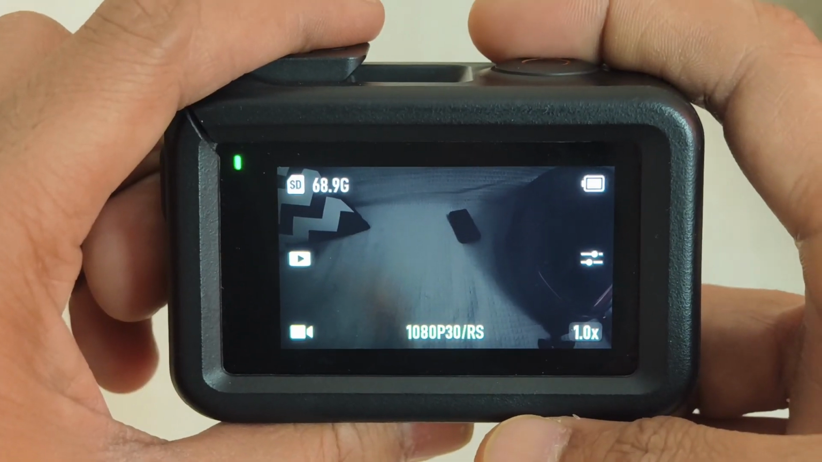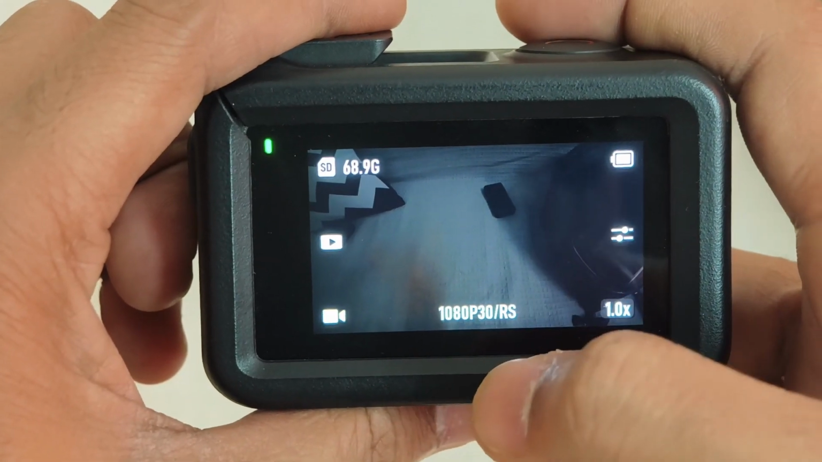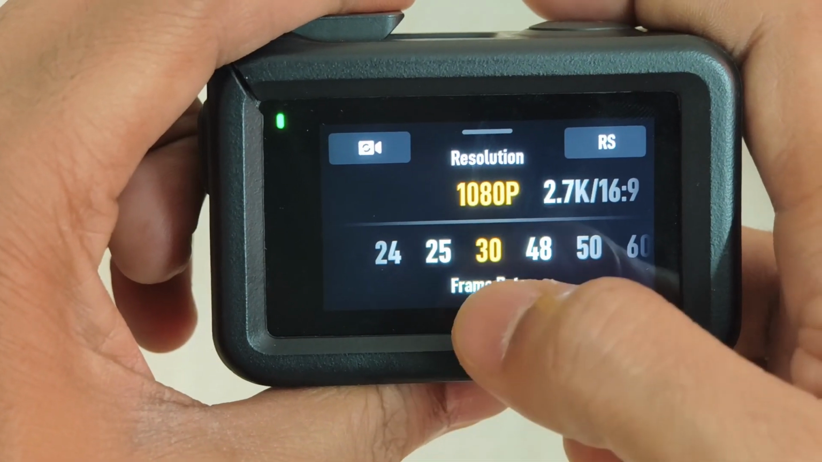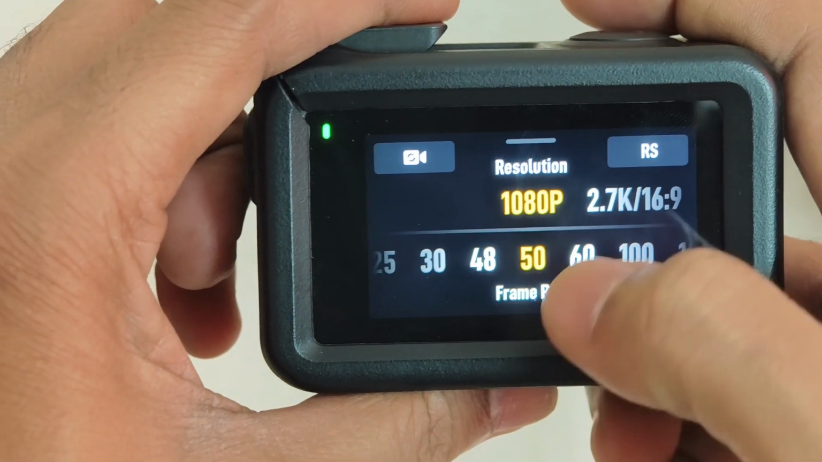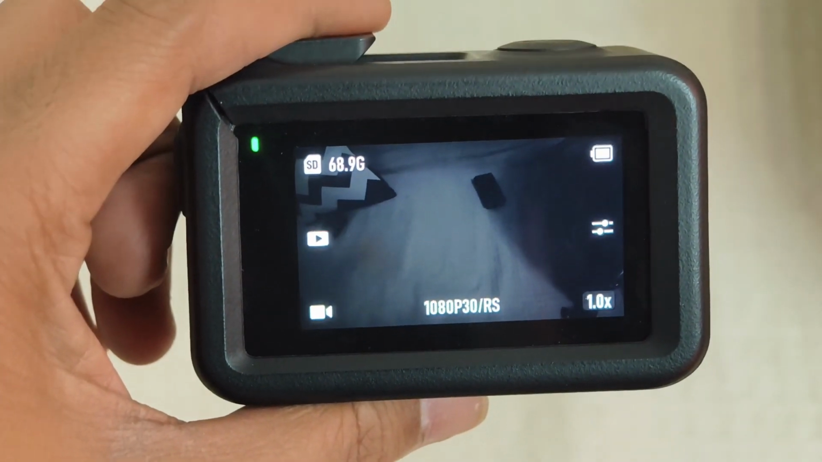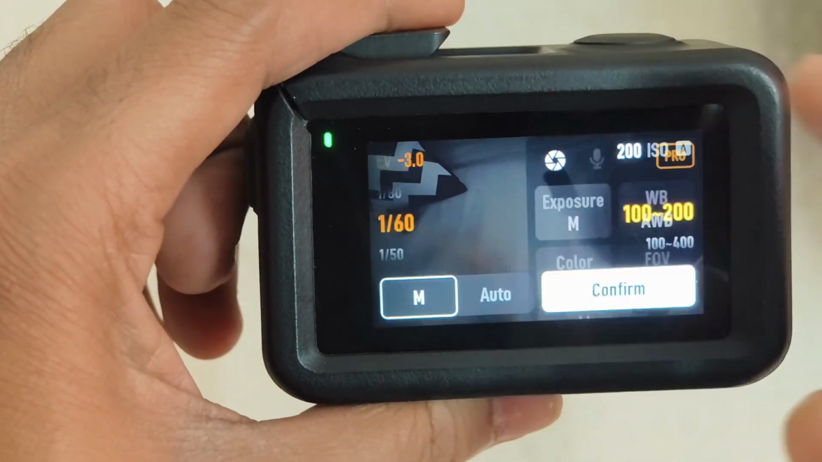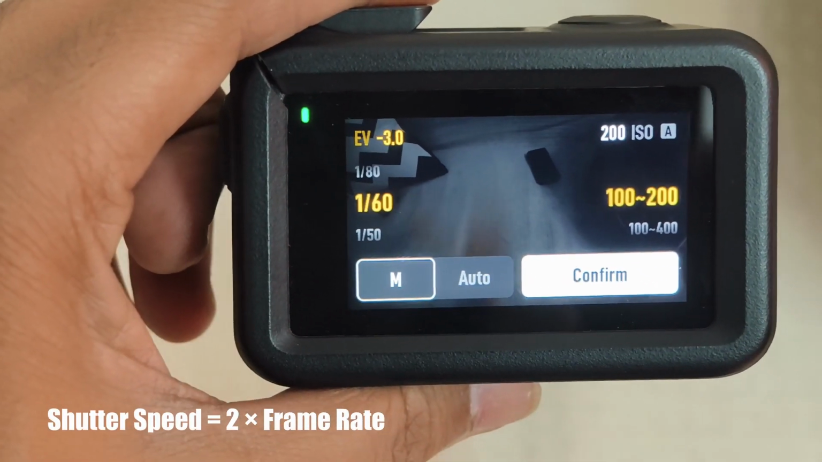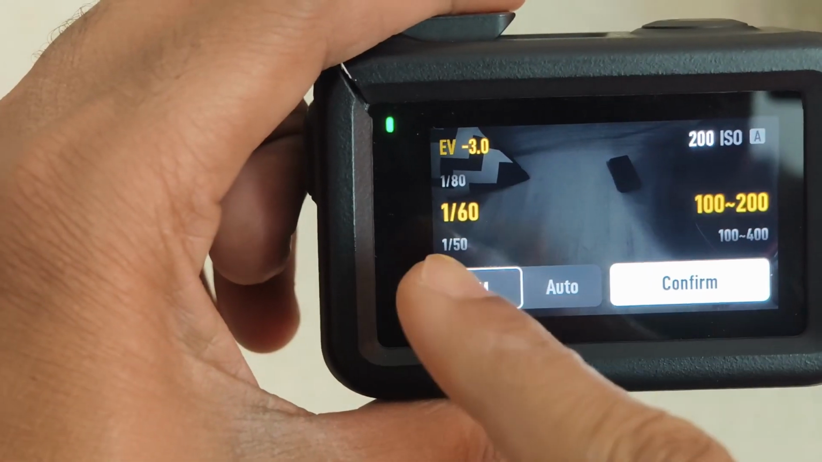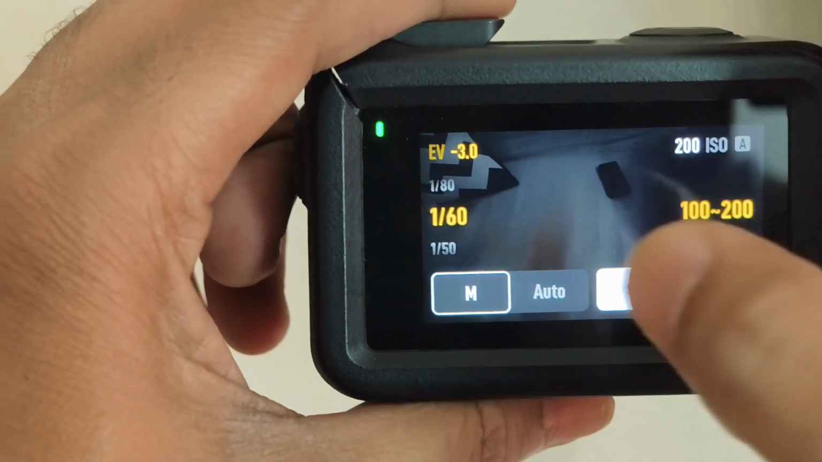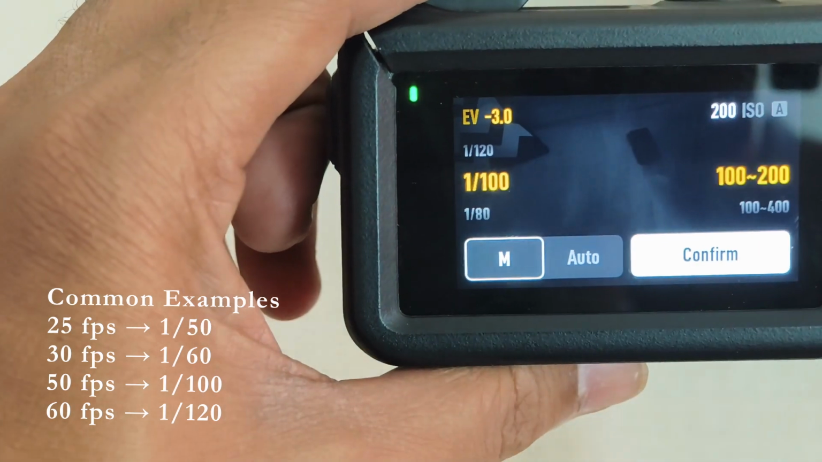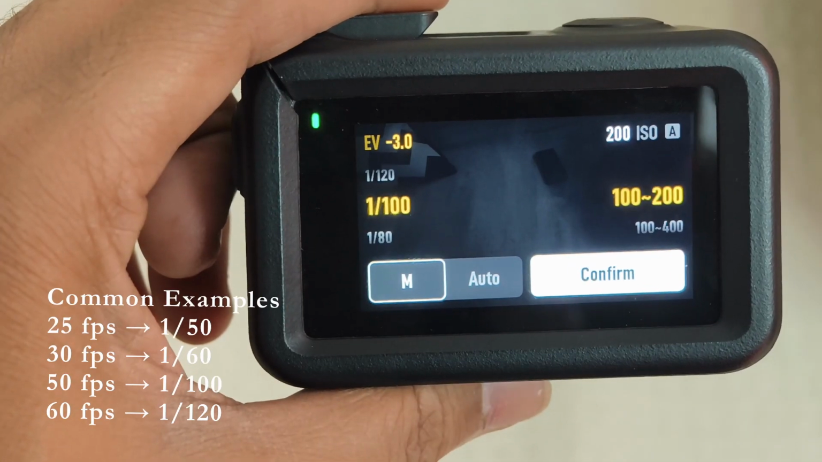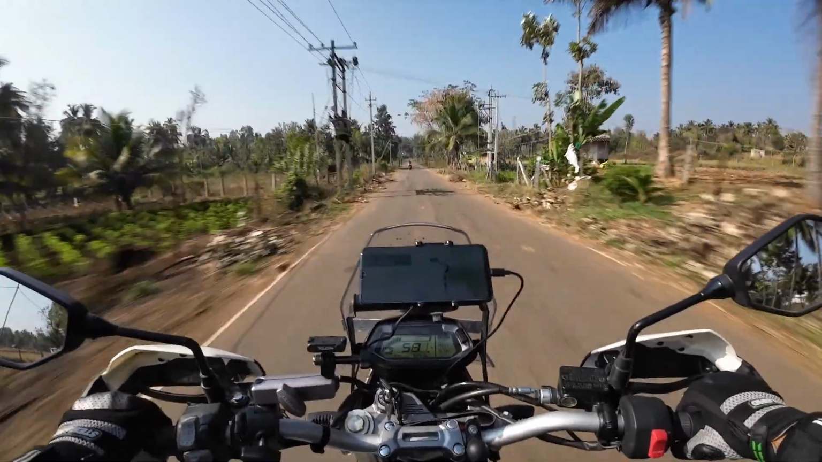Let us talk about the video settings that I usually prefer for my motovlogs. First of all, the resolution. I usually prefer a resolution of 1080 pixels at 30 frames per second or sometimes 50 frames per second. When you do so, you also need to follow the 180 rule, that is, in the exposure, you have to keep your shutter speed twice the value of whatever frames that you have selected. In case I am selecting 30 frames per second, I'll be keeping my shutter speed at 1 by 60. In case I keep my frames per second at 50, in that case my shutter speed would be 1 by 100. These settings are usually preferred in order to get a decent motion blur.